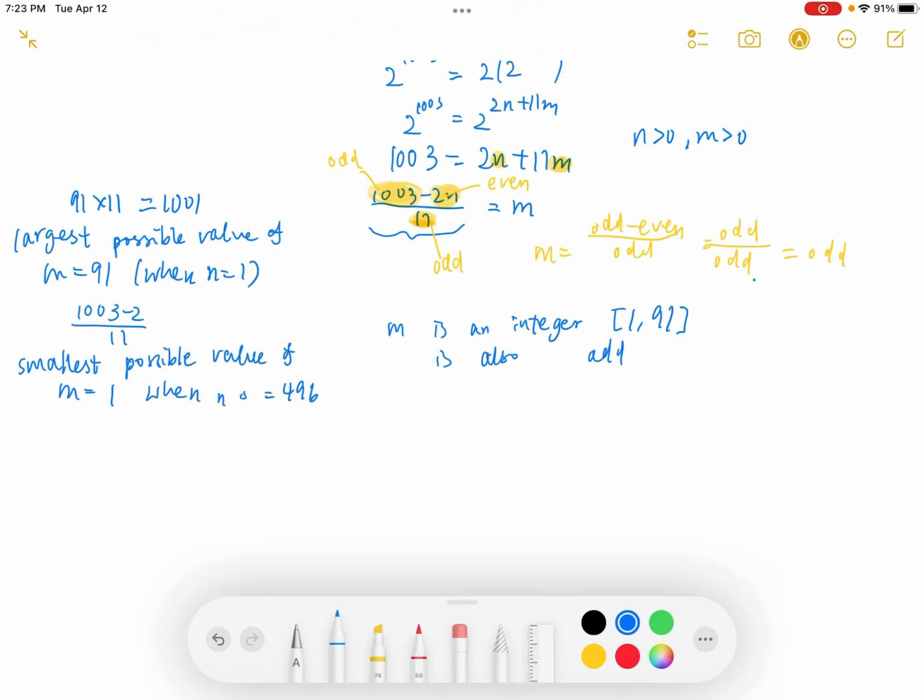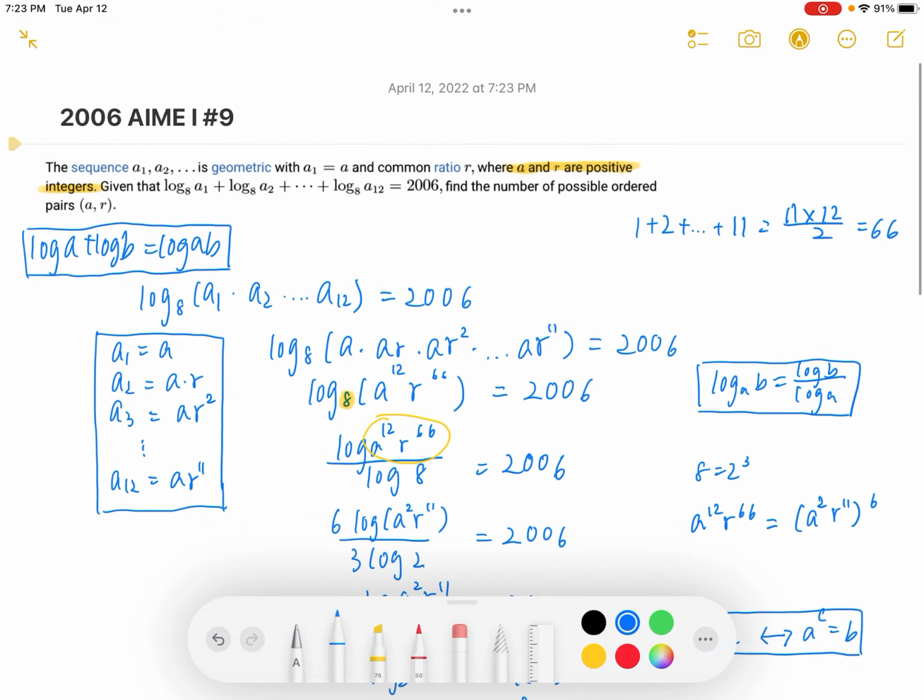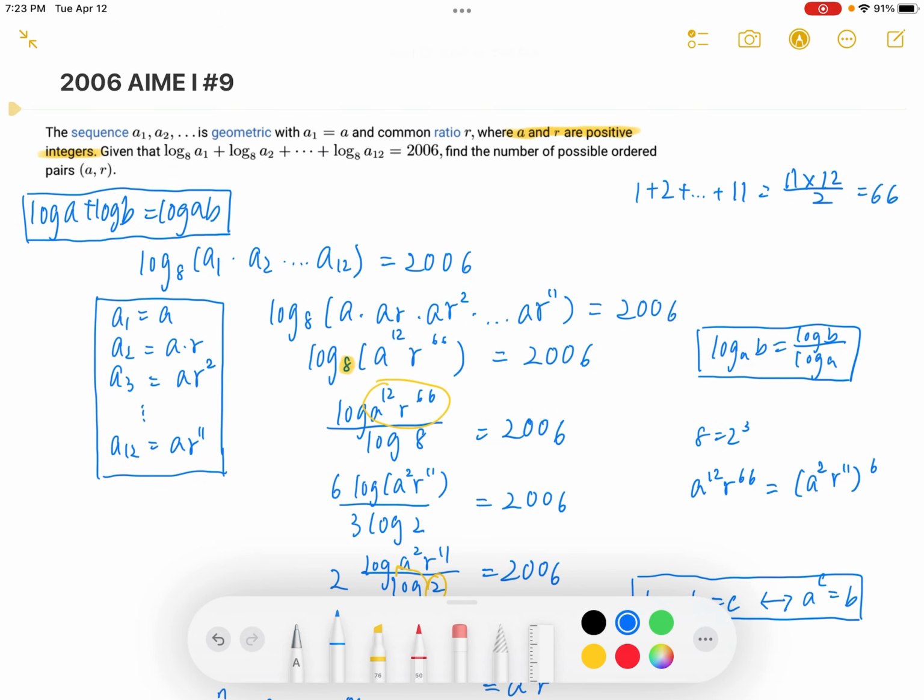So instead of having 92 options, we will only have the odd integers as possible values of m. So we have 46 different values for m. In conclusion, we will then have 46 ordered pairs. The number of ordered pairs is equal to 046.